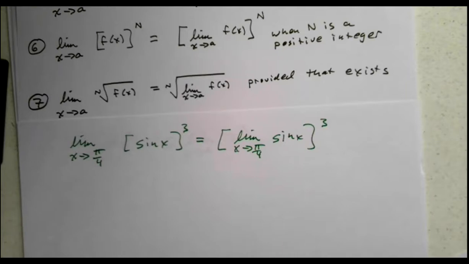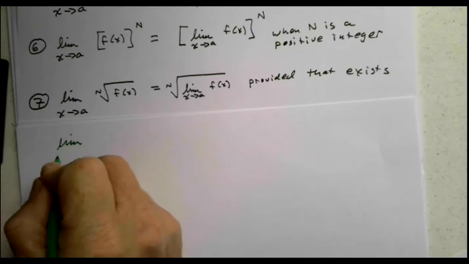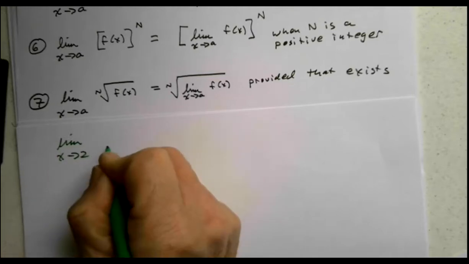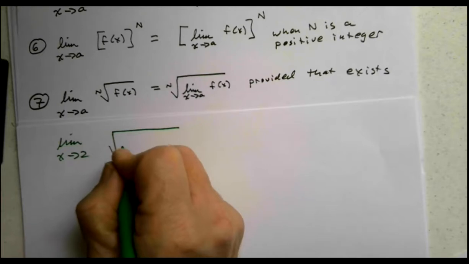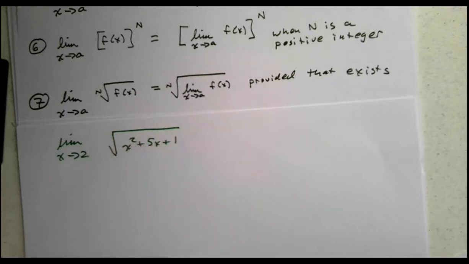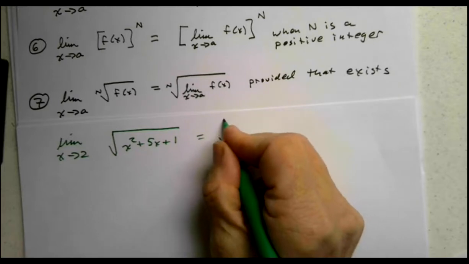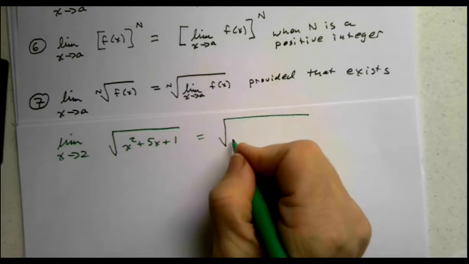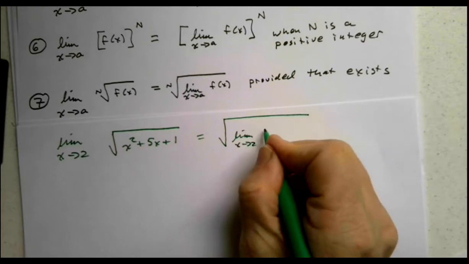Well, we could do something like this. We could take the limit as x goes to 2 of the square root of, well, I don't know, x squared plus 5x plus 1. So that is just the square root of that limit as x goes to 2 of x squared plus 5x plus 1.